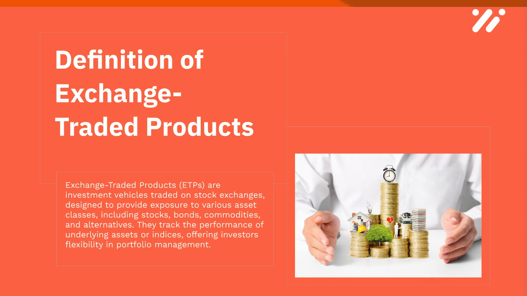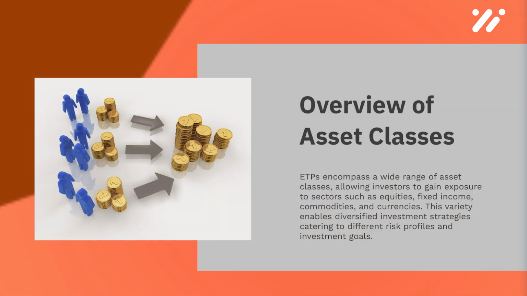An Exchange Traded Product, ETP, is a type of investment vehicle that is traded on a stock exchange, similar to individual stocks. ETPs are designed to provide investors with exposure to a wide range of asset classes, including stocks, bonds, commodities, and alternative investments. These products are structured to track the performance of an underlying asset, index, or strategy, offering investors a flexible and cost-effective way to diversify their portfolios.